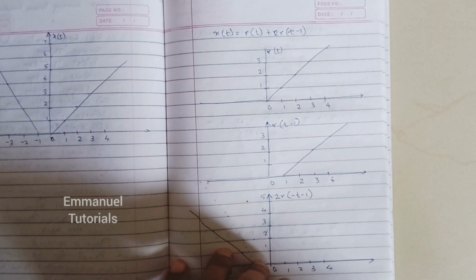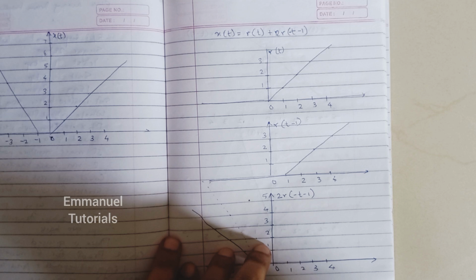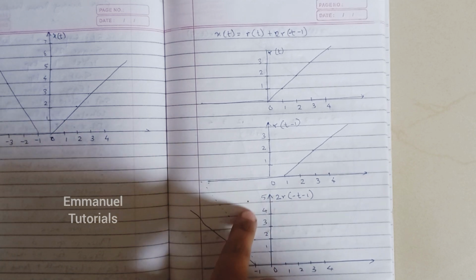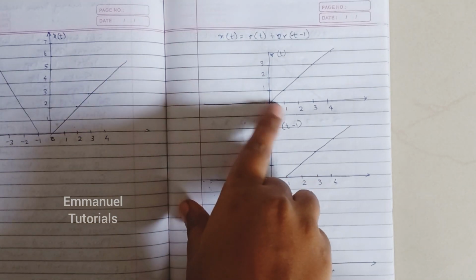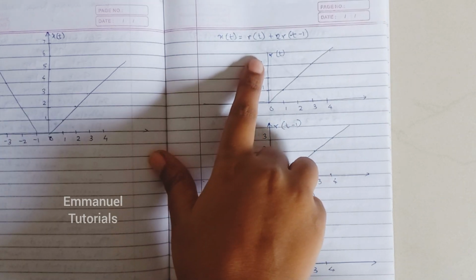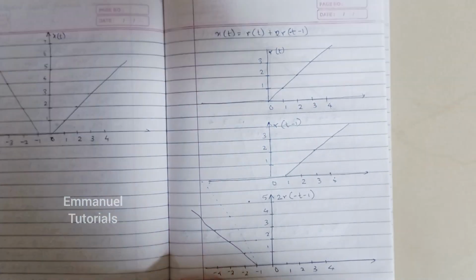Today we'll be seeing a doubt asked by one of our students in the comment section. This is related to signals and systems, sketch the signal type, and this is particularly a ramp type of signal.